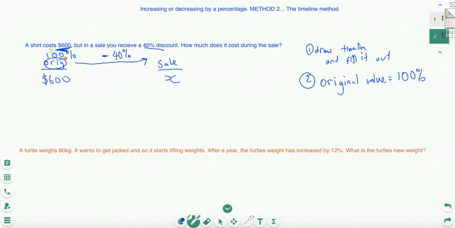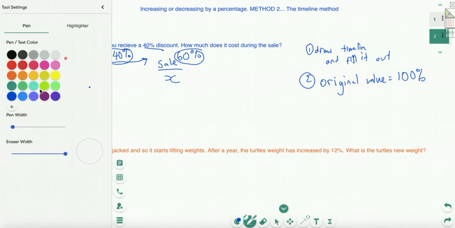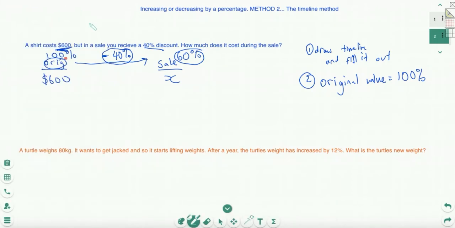Now, if the original price is 100% and we're taking away 40%, we're pretty much only paying 60% for the shirt, aren't we? The original price is 100%. We get a 40% discount, so we knock off 40% off 100%. We're only paying 60%. So all we have to do, guys, is just find 60% of 600.